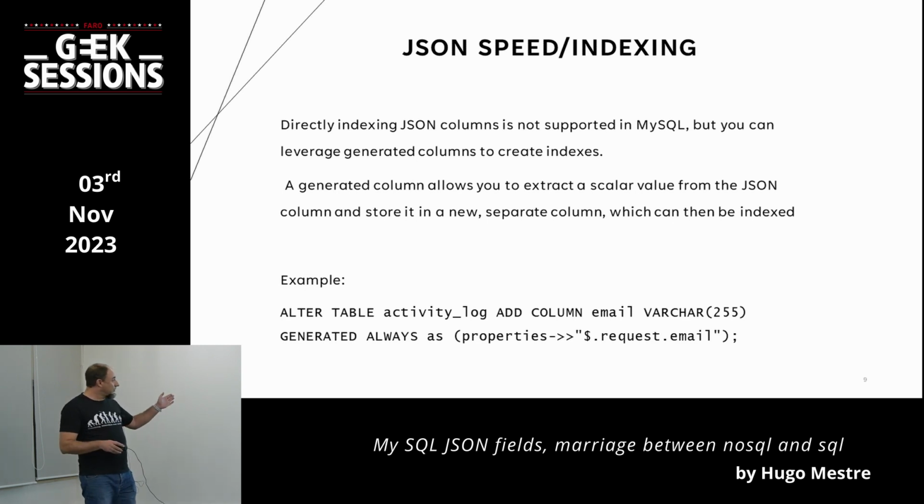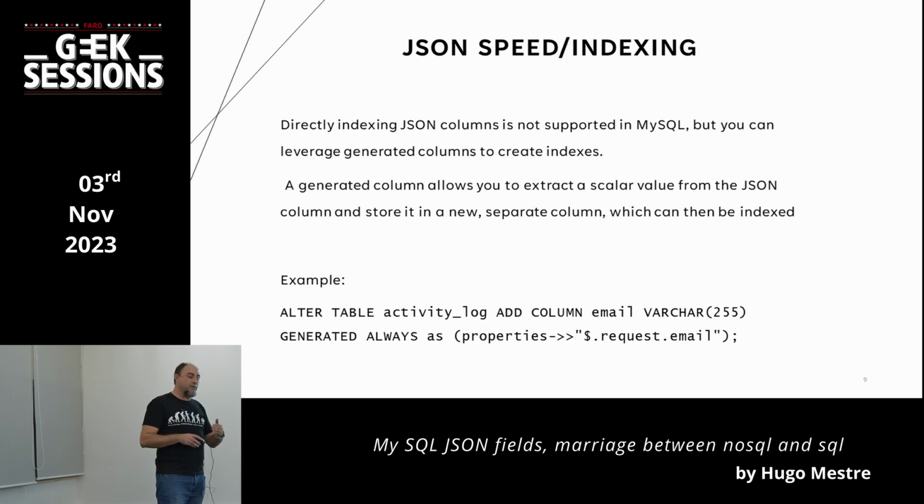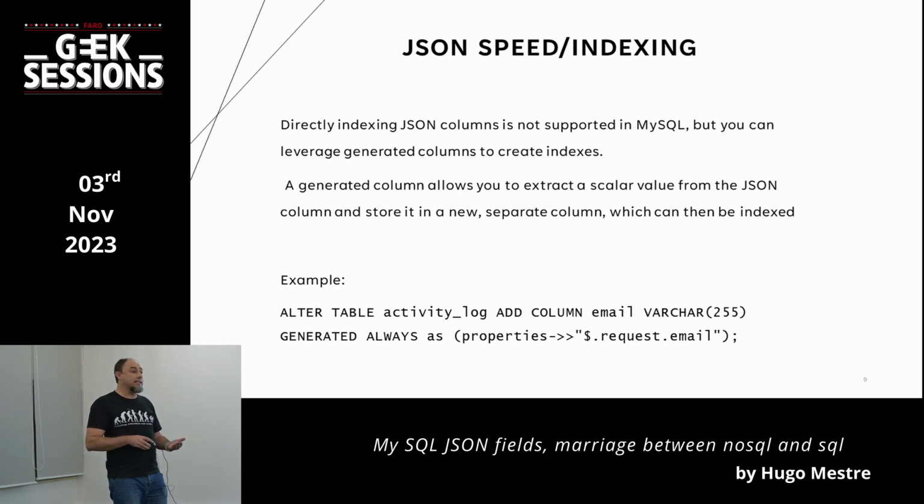So just as an example, what we would do if we wanted to add a column is simply ALTER TABLE, the table would be activity_log, ADD COLUMN email, and it would be GENERATED ALWAYS AS properties, request, email. That $.request.email is the path in our JSON. So this means that for every single field that is introduced, the column would already be created, sorry. It would populate the column with data that is fed from that JSON data. And this is very important because it enables you to index and get a little bit more speed out of it.